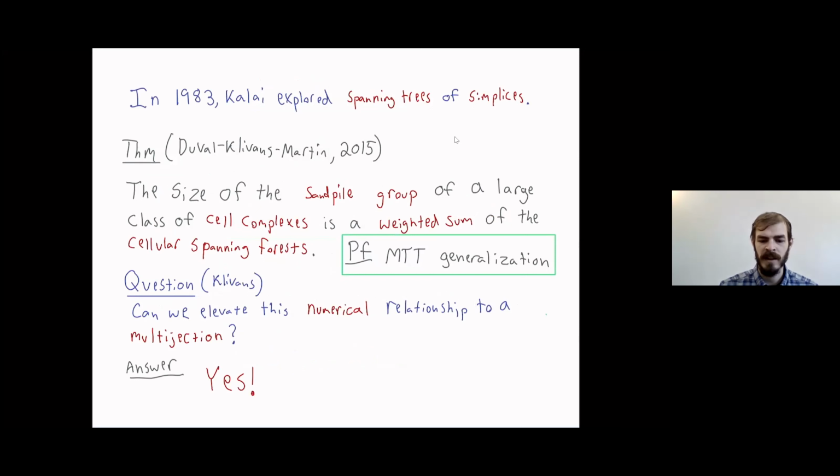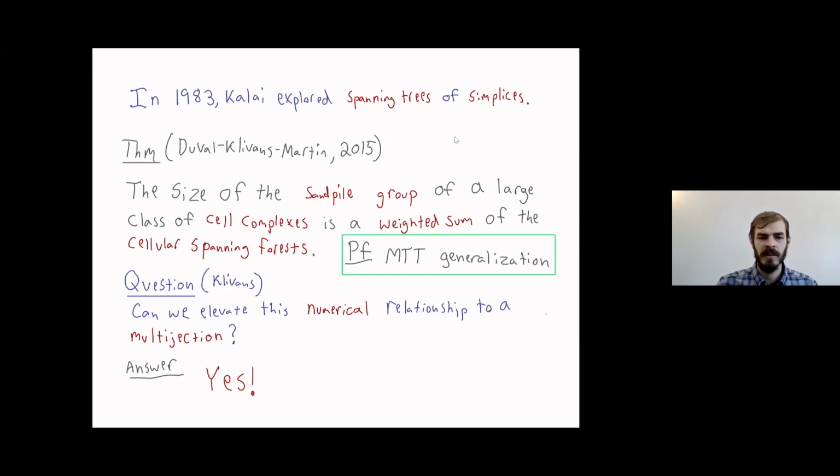So in '83, Kalai explored spanning trees of simplices, and found that there's this weighted count for the number of spanning trees of a simplex. This is something that Vic Reiner actually talked about in the reflections workshop for anyone who was there last week. But this was extended by Duval, Klivans, and Martin, who showed that the sandpile group of a class of cell complexes is the weighted sum of cellular spanning forests. The proof was using the matrix tree theorem generalization. I'm not going to say what all these things are, but the sandpile group is always a co-kernel, and the cellular spanning forests relate to these summands in a natural way.